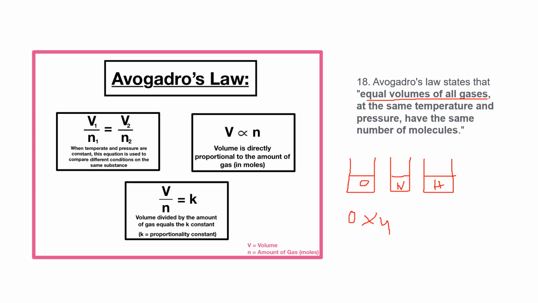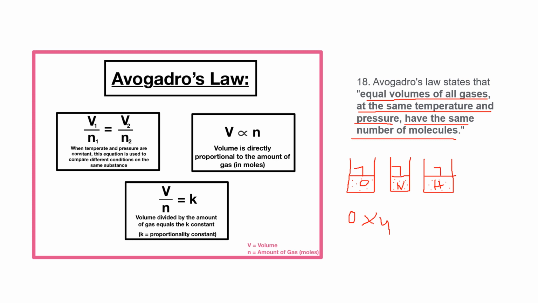Equal volumes of all gases at the same temperature and same pressure have the same number of molecules. If the temperature and pressure are the same, they have the same number of molecules. For example, here it is 7 molecules, and here also it will be 7. The number of molecules is the same in all three gases. The molecule number is 7 here, here also 7, here also 7.